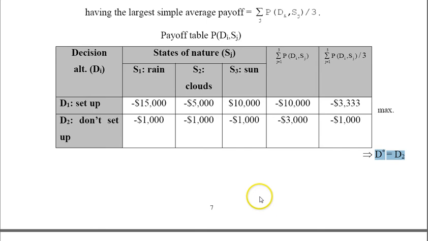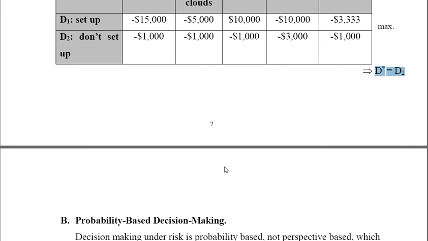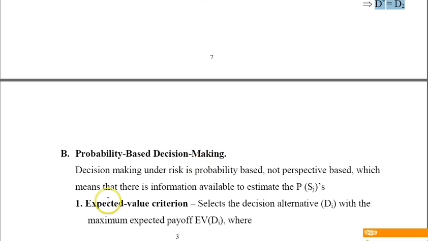Okay, so these are my criteria for perspective-based decision making. In the second video, we'll talk about probability-based decision making, where we know the probabilities of the state of nature, we factor them in and look at the expected value criterion. Okay, thank you.